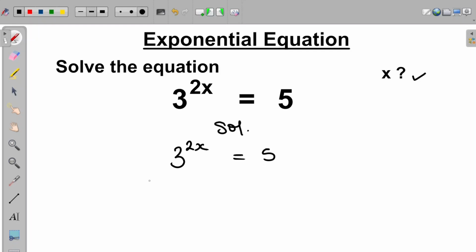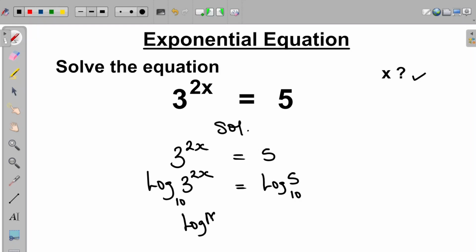So taking the log of both sides, we have log 3 raised to the power of 2x, in base 10, equal to log 5, in base 10. Now recall also that if we have log m raised to the power of p, in base n, this can be expressed by the index law of logarithms as p log m to base n. Thus, we can apply this rule here.